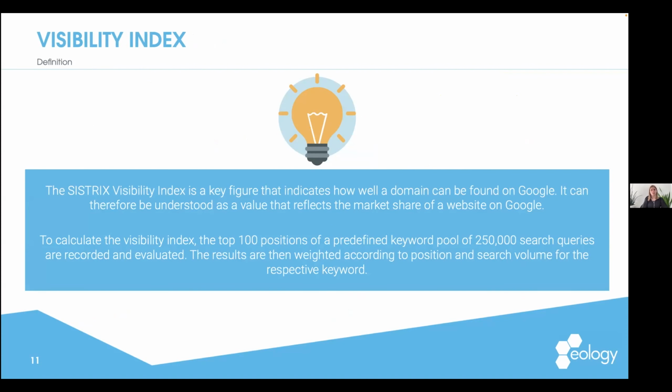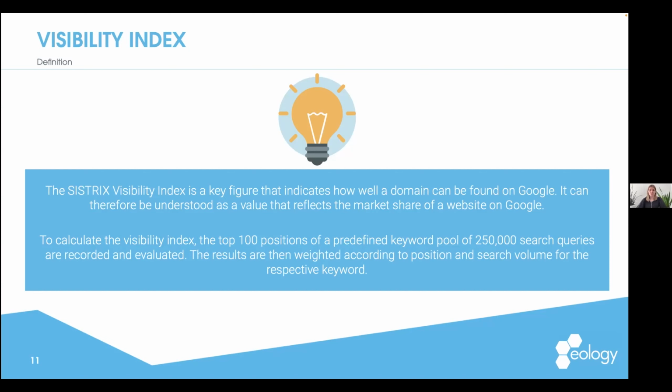First of all, let's talk about the Sistrix visibility index, which is a key figure that indicates how well a domain can be found in Google. It can therefore be understood as a value that reflects the market share of a website on Google. To calculate the visibility index, the top 100 positions of a predefined keyword pool of over 250,000 search queries are recorded and evaluated, and the results are then weighted according to the position and search volume for the respective keywords.